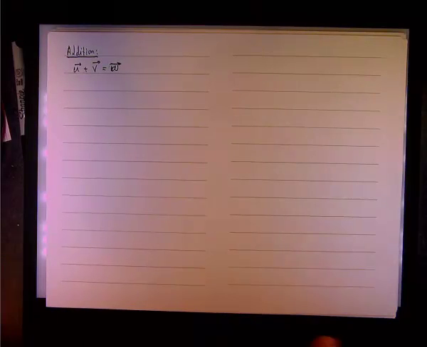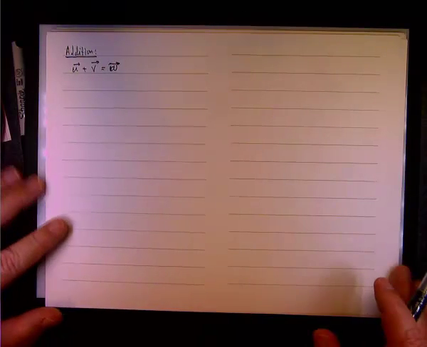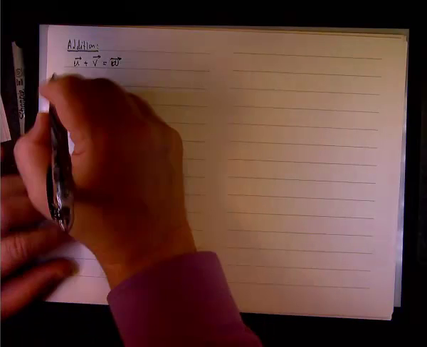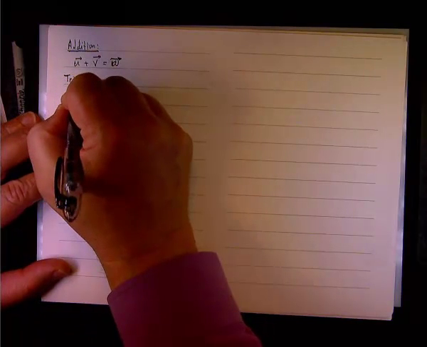So, vector addition. Let's say we have two vectors, whether in space, in R2 or in R3. Vector u plus vector v equals some vector w. We have two rules. Again, this is something that you are all well familiar with, but there is the triangle rule.